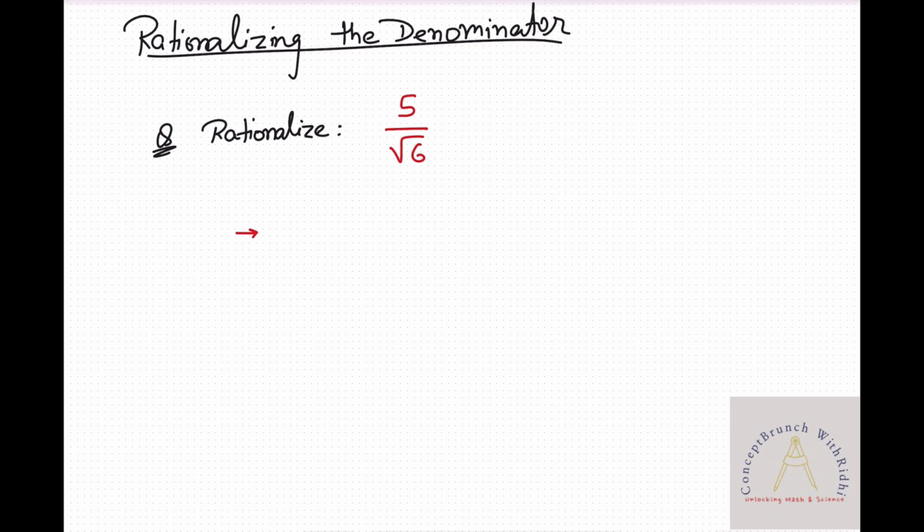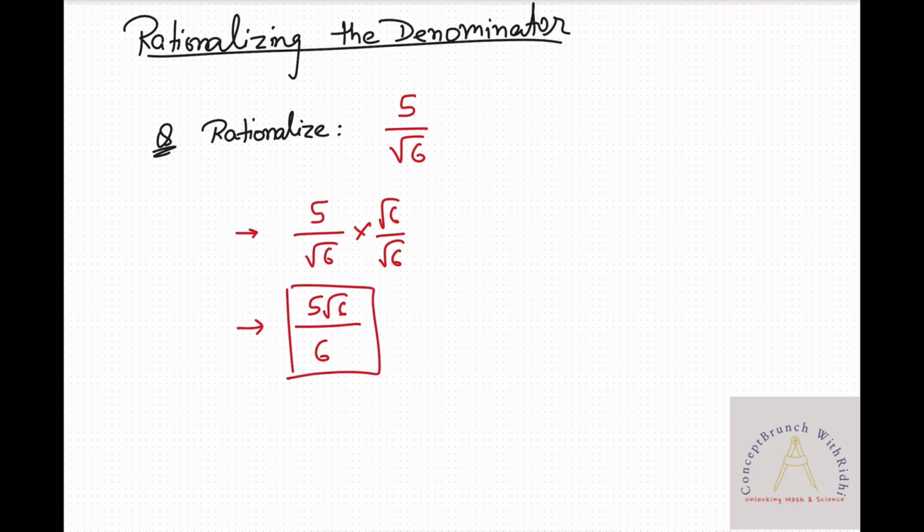So what will we do? 5 divided by root 6, so we'll multiply root 6 up and down. And what will we get? 5 root 6 divided by root 6 times root 6, that is 6. So the answer is 5 root 6 divided by 6. And that's how we rationalize the denominator.